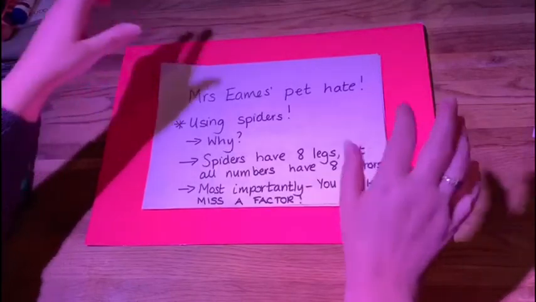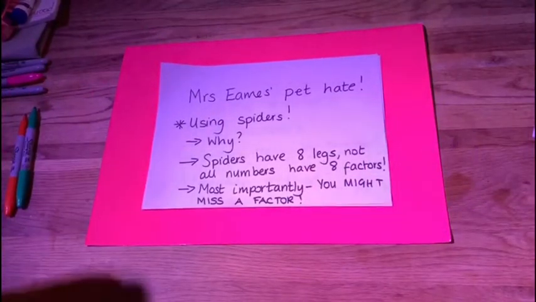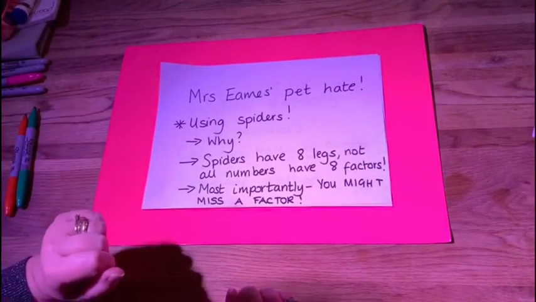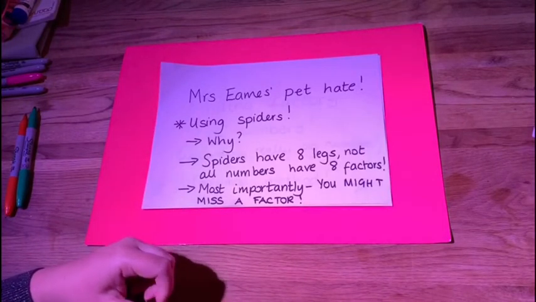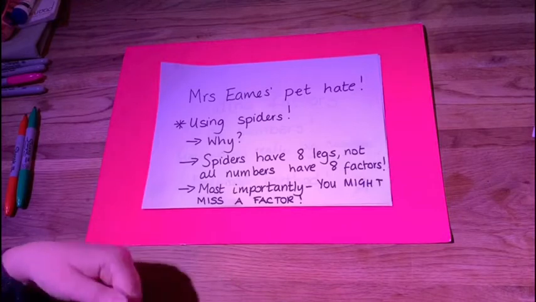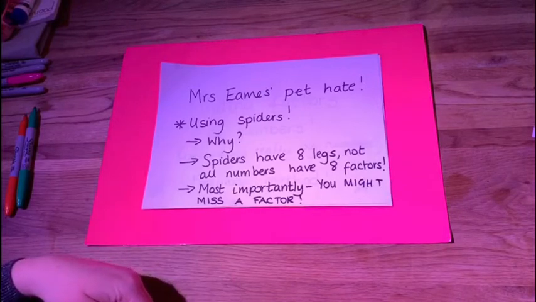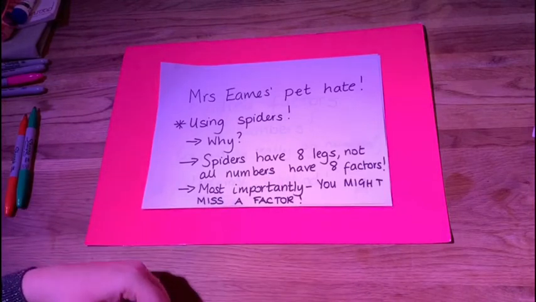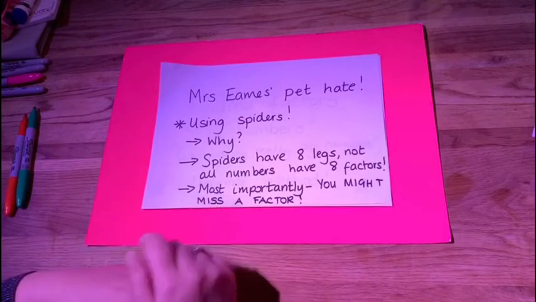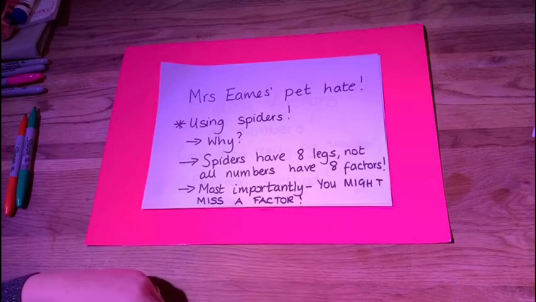Now, if you're in my maths group, you'll know that I have a pet hate. Mrs Eames's pet hate when it comes to finding factors is using spiders. We don't use spiders. Why not? Because spiders have 8 legs and not all numbers have 8 factors. It's very upsetting when Mrs Eames sees spiders with 30 legs or 3 legs, 4 legs, when actually they should have 8. So we don't use spiders. And most importantly, you might miss a factor.